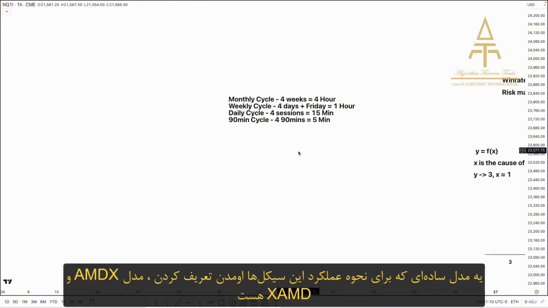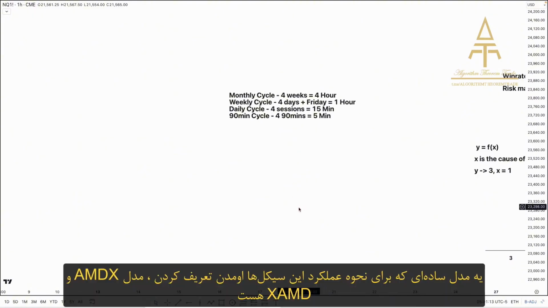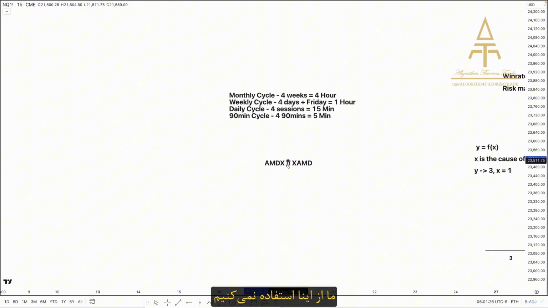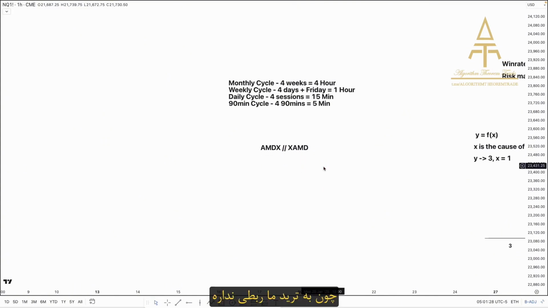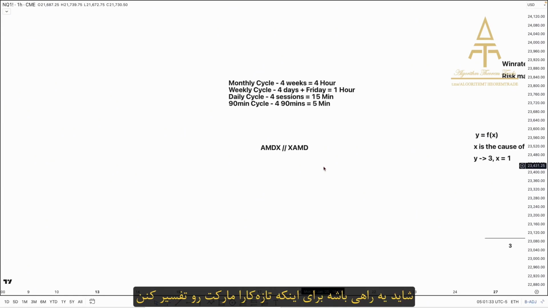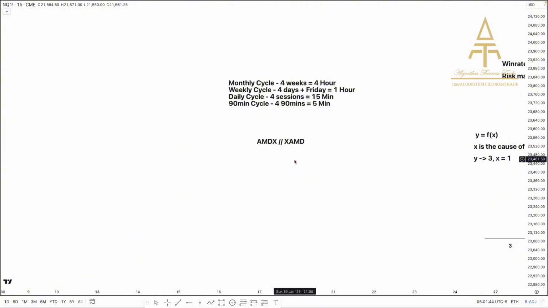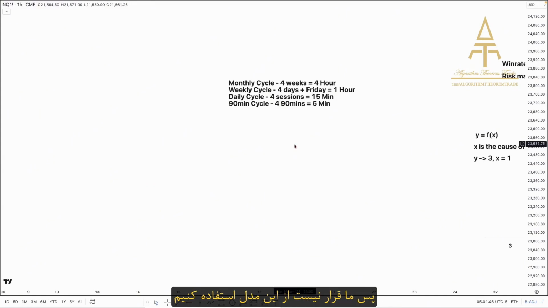The simple manner in which Day has put the function of these cycles is AMDX and XAMD. We will not be using these. These have no relevance to our trading. It may be a way for beginners to interpret the market, but as you may see on the chart, this is not evident in every single cycle. So we will not be using these.